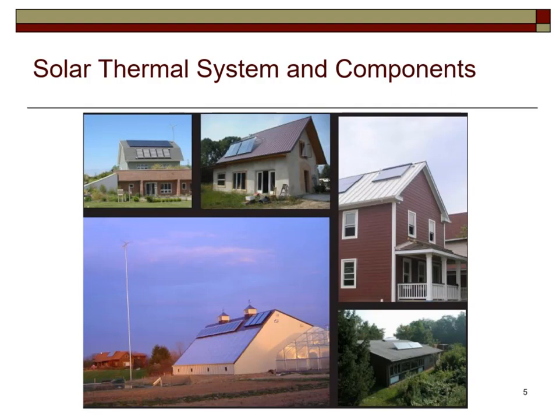Top right photo, solar thermal and solar electric system providing domestic hot water at a low-income housing unit in Columbus. Bottom right photo, solar thermal providing radiant floor heating at a greenhouse in central Ohio. And bottom left photo, solar thermal system providing domestic hot water to a residence in southeast Ohio.